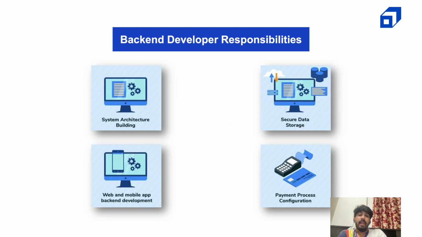Okay, now looking at backend developer responsibilities. There are four main responsibilities for a backend developer. First, system architecture building. You will have to create an architecture which is sustainable and scalable in time. For example, there is an application and you are creating a system architecture, and that architecture should be scalable. Let's say right now your customer base is 1,000 and you know exactly how it works, but later in the future there are 1 lakh users. Sorry, 1,000 to 1 lakh is basically 100x growth.